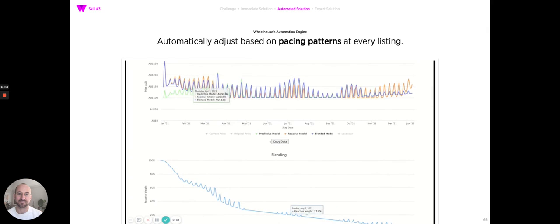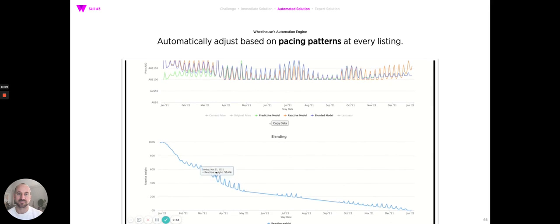And what we can see is that our blended model, which is the final output you would see for any price on any given day, is basically pacing off the whole market. So when your market bookings spike, we increase your prices. And this weighted curve here tells us how much of your prices on any given day are weighted to the reactive versus the predictive model.